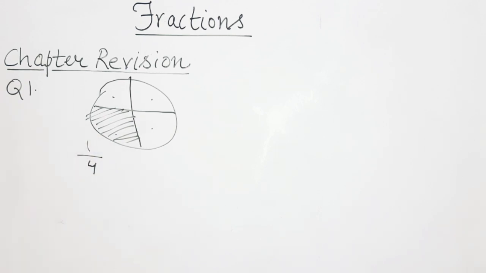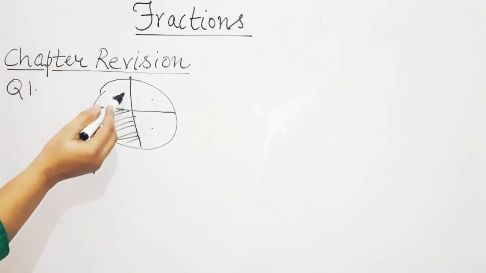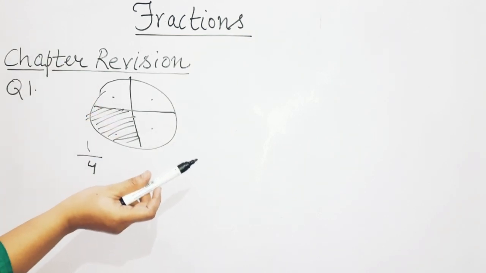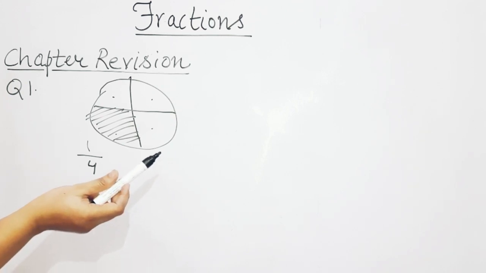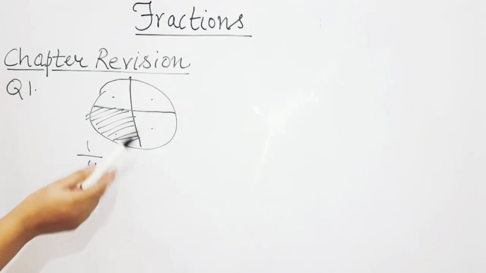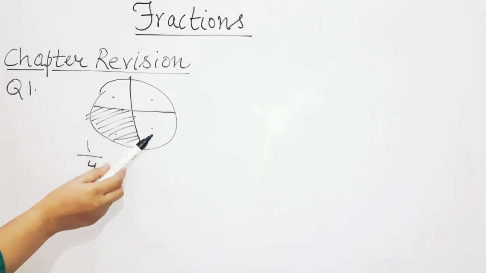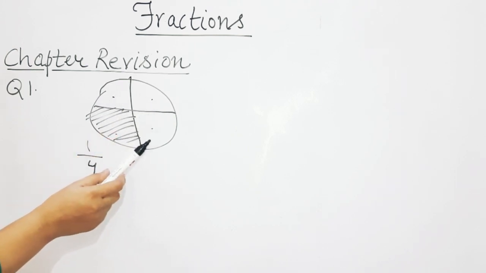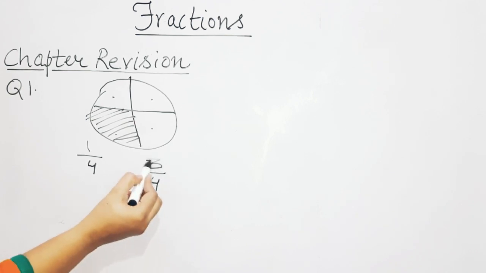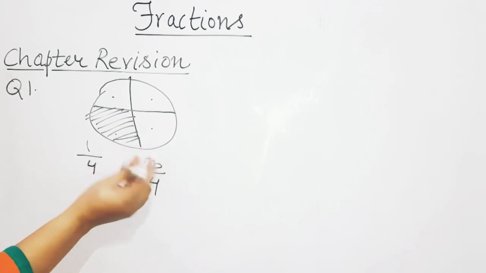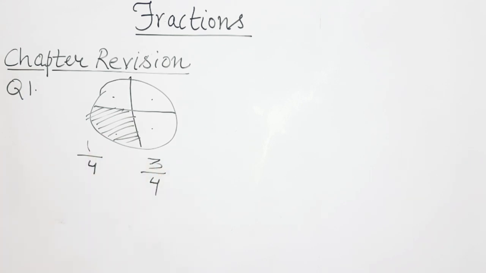Now in the question it is asked, what is the fraction of the cake that is left to eat? Left to eat, how many pieces are left to eat? If you know the answer, you can pause the video and reply to me in the comment section. How many pieces are left? 1, 2, 3. 3 pieces are left, so it will be 3/4. The answer will be 3/4.